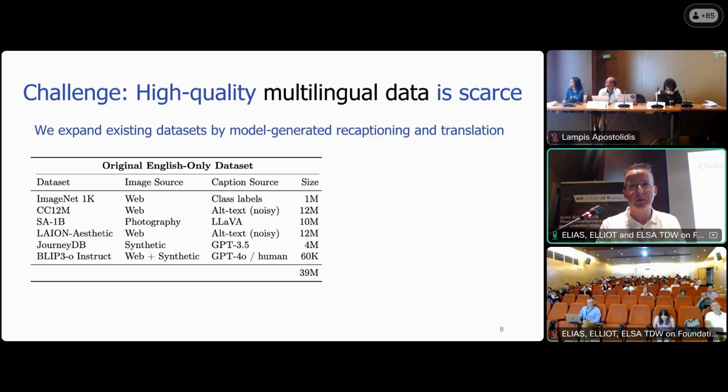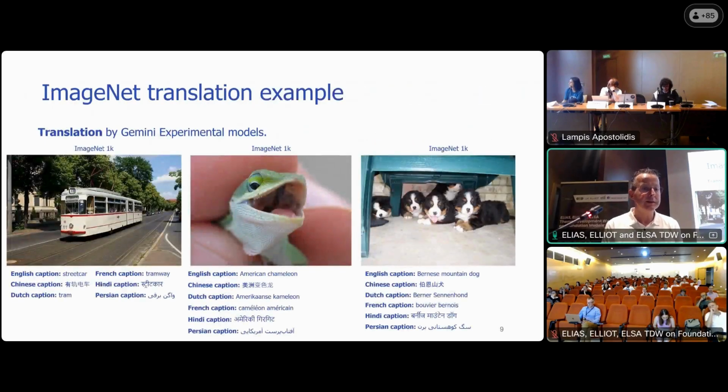So we didn't do this all manually ourselves. We used state-of-the-art foundation models to help us, so to say, and also for the translation of labels and captions. I will give you some examples for various datasets. So this is the well-known ImageNet dataset. We used an experimental model from Gemini to translate the labels into the 6 languages we are working with. Here you see some random samples with their 6 translations.